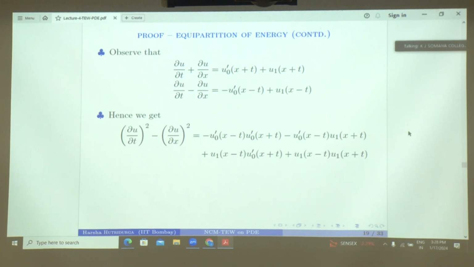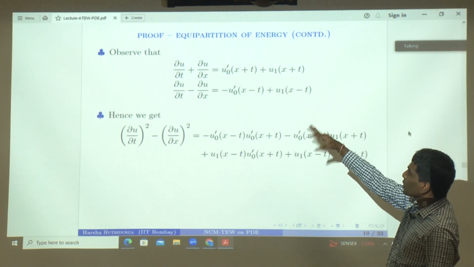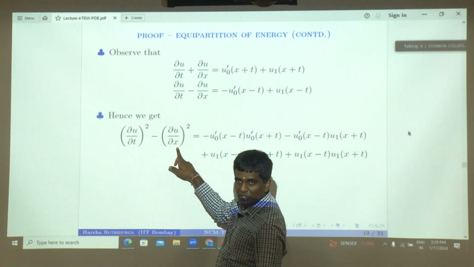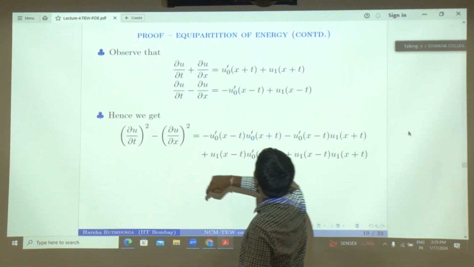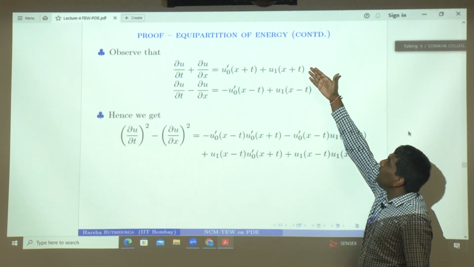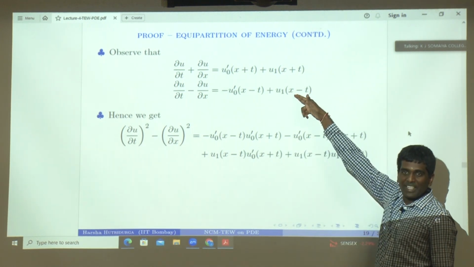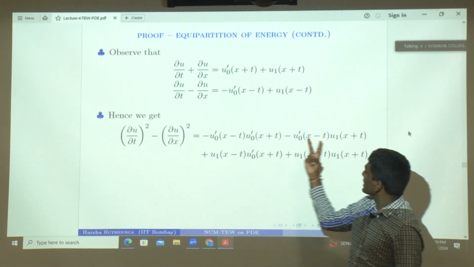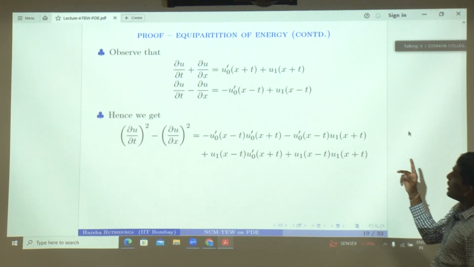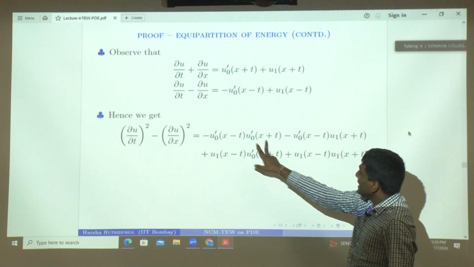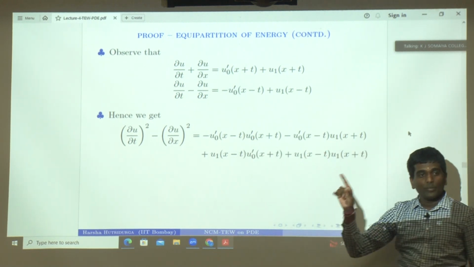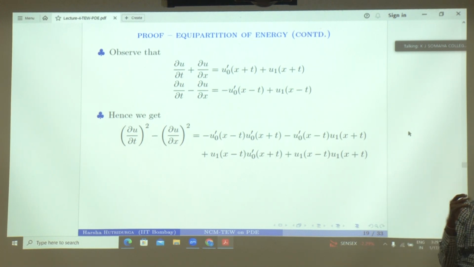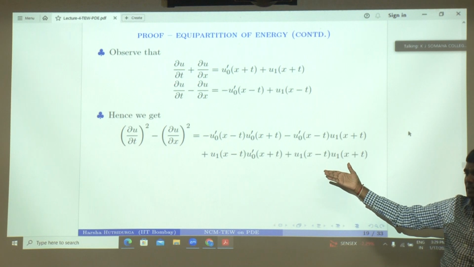Now you simply have to multiply them, because this times this is this. A squared minus b squared is (a plus b) into (a minus b). So now you have got two terms being added here, two terms being added, you are multiplying them, so you get four terms. So you get this product, this product, this product, and this product. Now observe the thing here. In every product, you have got one term evaluated at x minus t, and another term evaluated at x plus t. That's the thing which makes the magic happen here.